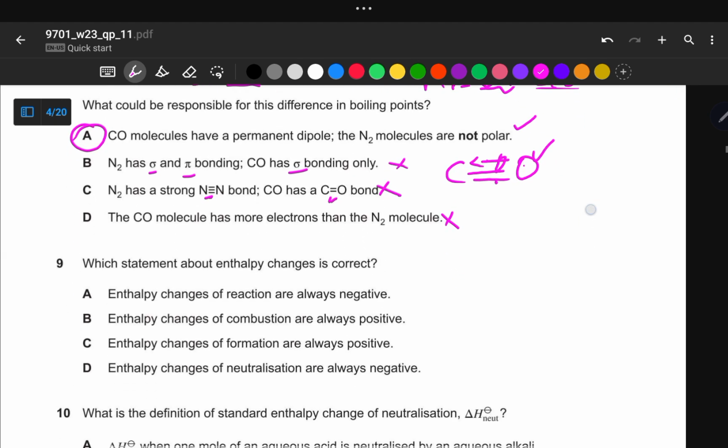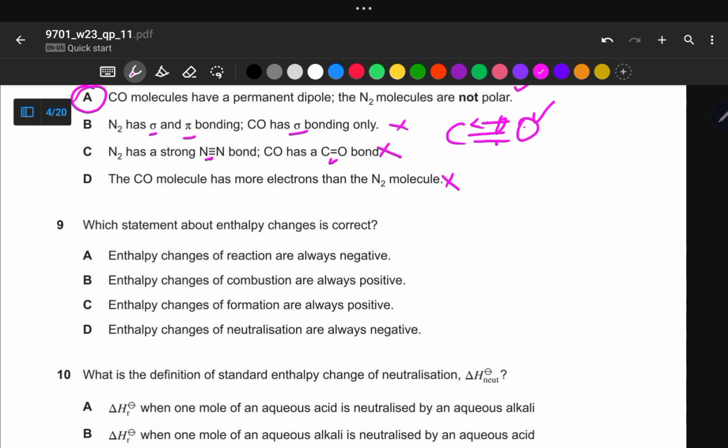And then we move on to number 9. Which statement about enthalpy change is correct? The enthalpy change of reaction is always negative. So this is false. Enthalpy change can be either endothermic or exothermic, right? And then the enthalpy change of combustion is always positive. Enthalpy change of combustion is always negative. So this one becomes false. The enthalpy change of formation is always positive. This also becomes false. And then the enthalpy change of neutralization is always negative. So our answer is equal to D.